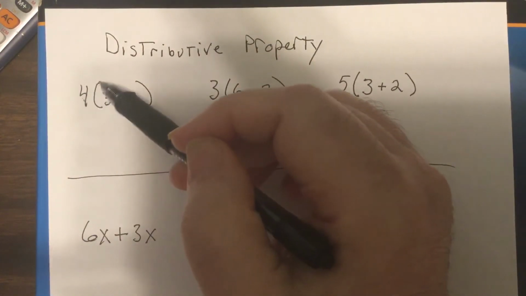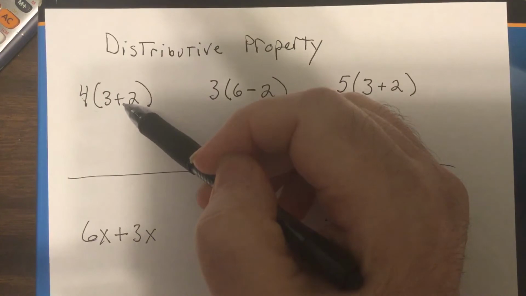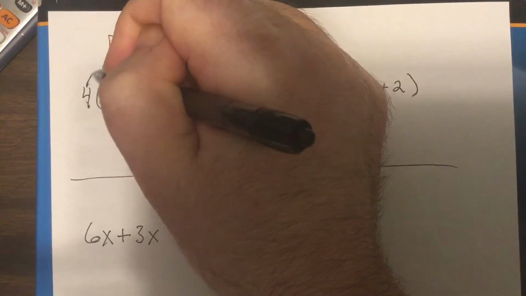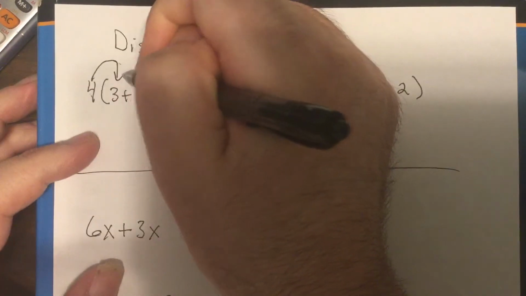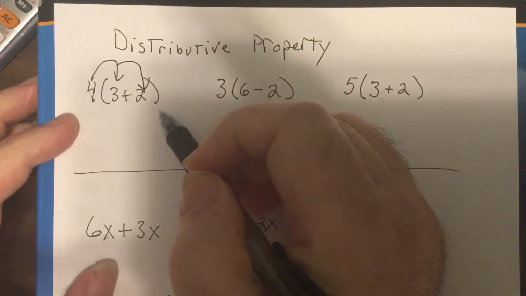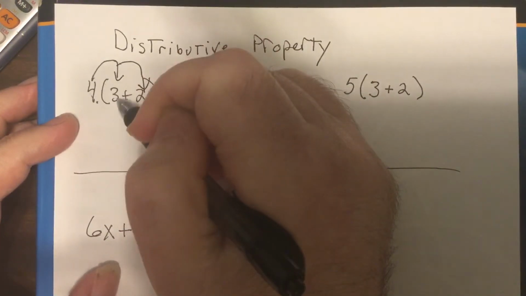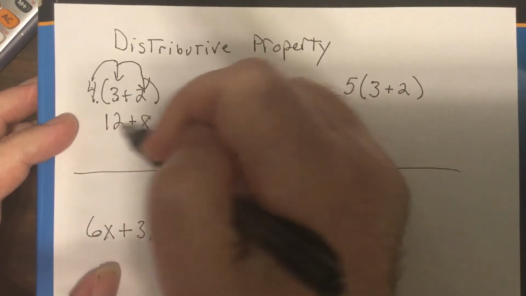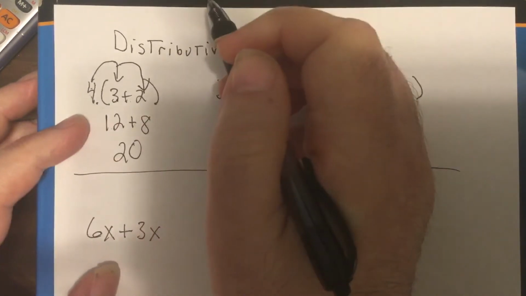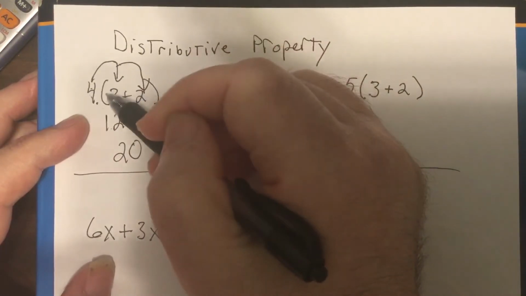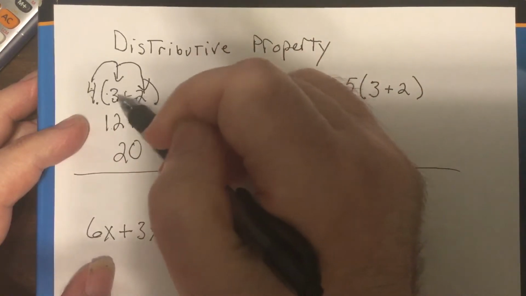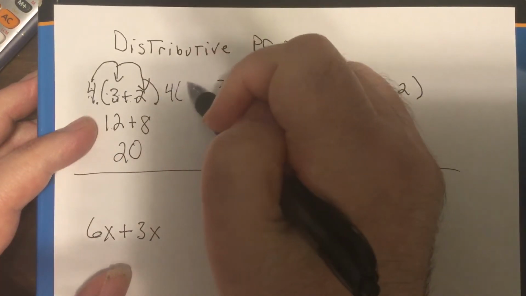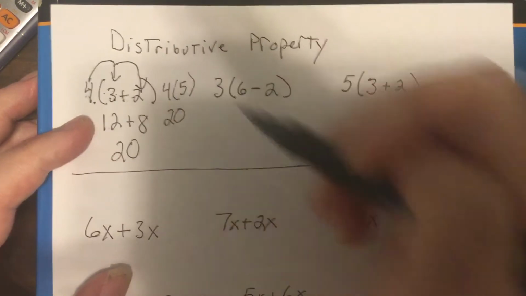If you have a term next to the parentheses with a sum or difference, addition or subtraction, you can actually take this term and multiply it to each term inside. So this would be 4 times 3 is 12, plus 4 times 2 is 8, and then combine it. That's 20. Or, since it's just numbers, you could have done 3 plus 2 is 5 times the 4. So either way, 4 times 3 plus 2 is 5, so that's 20.